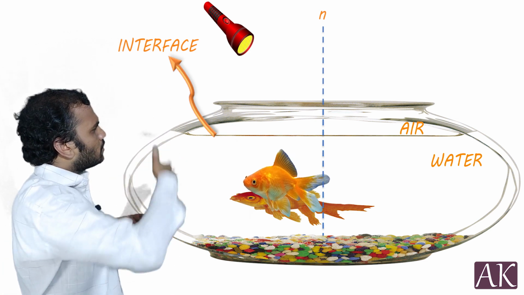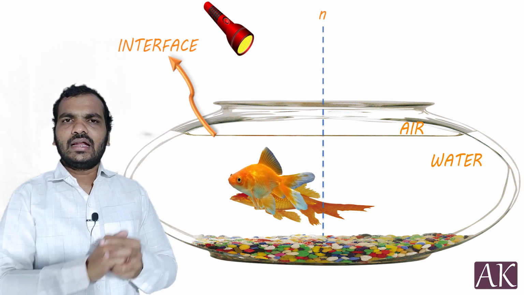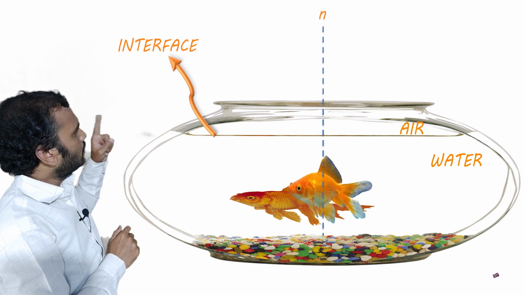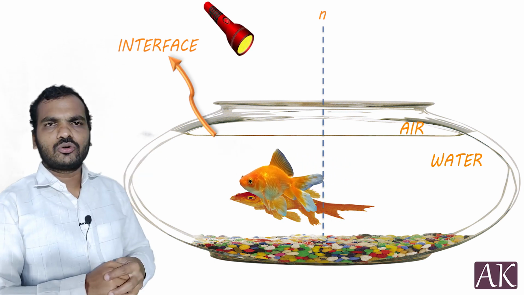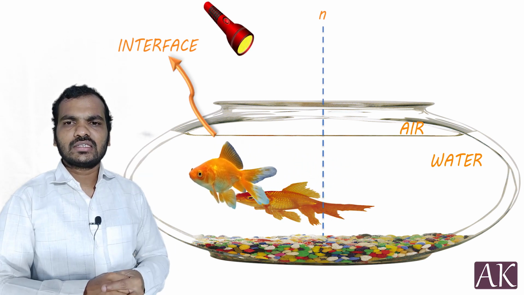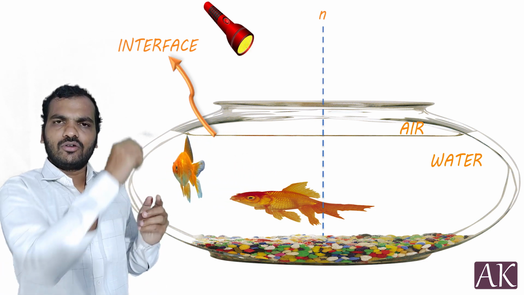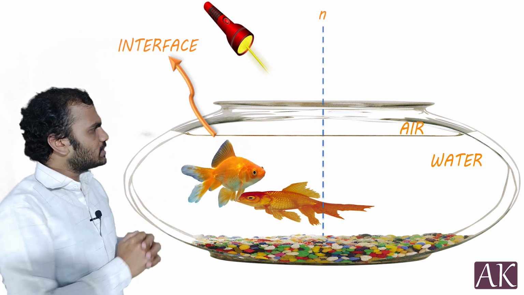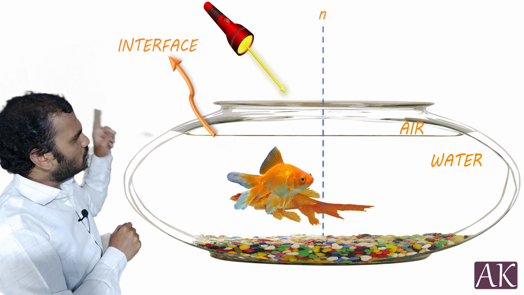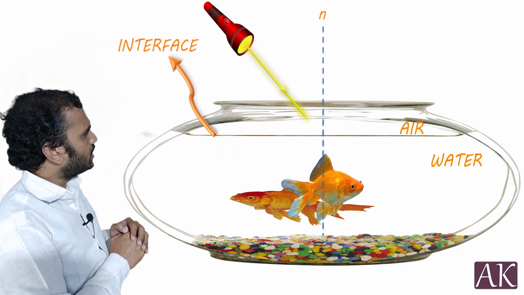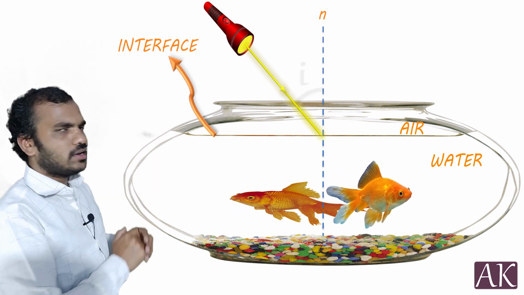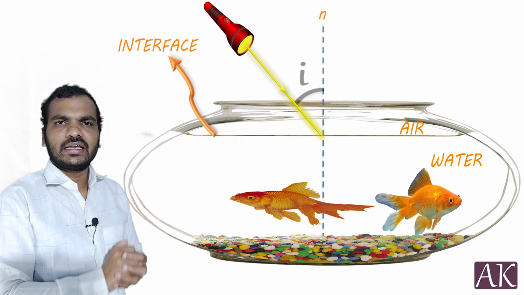Now consider a normal, and here consider a torch light which throws light onto that particular interface at the point where the normal is taken. You can see clearly the light is incident on that interface and it makes an angle i.